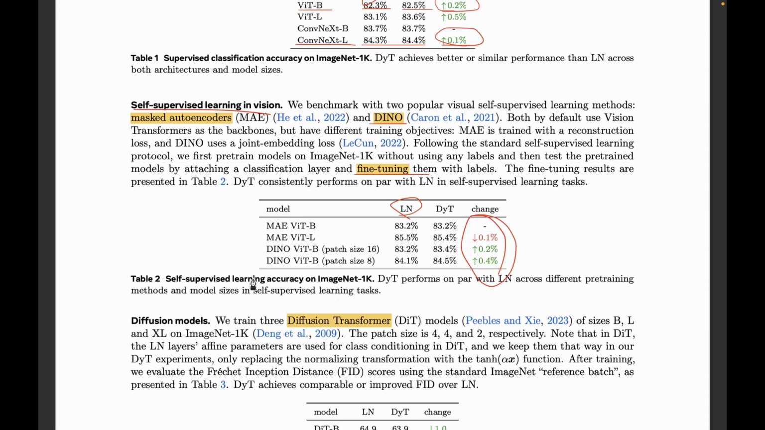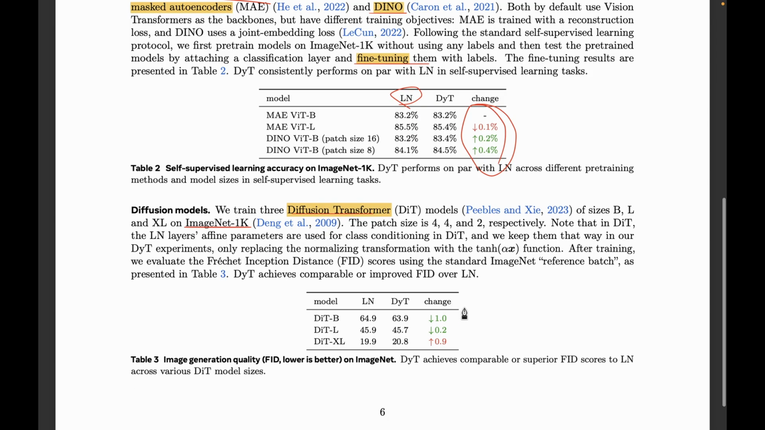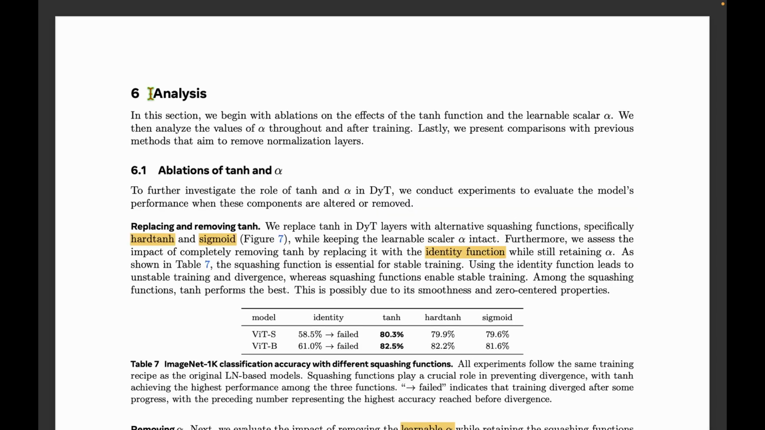terms of accuracy. Also, for the diffusion transformers, they experimented with the base, large, and XL sizes on ImageNet-1K, and they reported accuracies. We can see that we can live without the layer normalization layer, and we don't see a big change in terms of the output performance. Having reported those results, they also move on to some analysis or ablation studies.